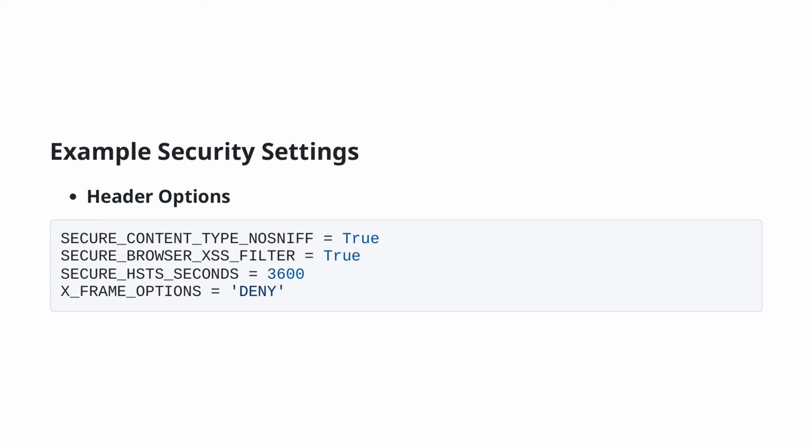Finally, X_FRAME_OPTIONS is set to DENY. This setting protects your application from clickjacking by preventing your site from being framed in other domains, thereby blocking potential malicious activity that could be set up to trick users into interacting with a hidden frame. These configurations play a crucial role in securing your Django application by establishing a robust set of security headers.